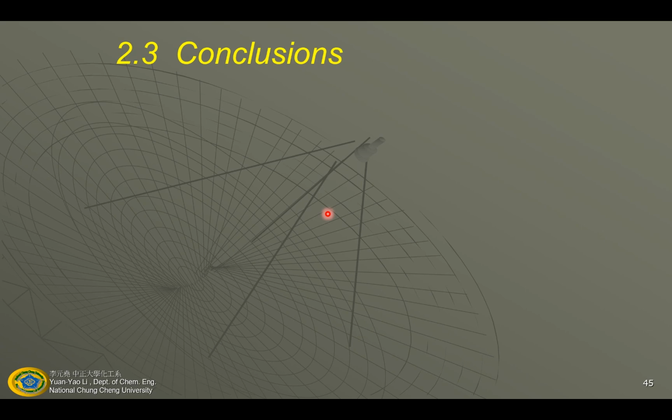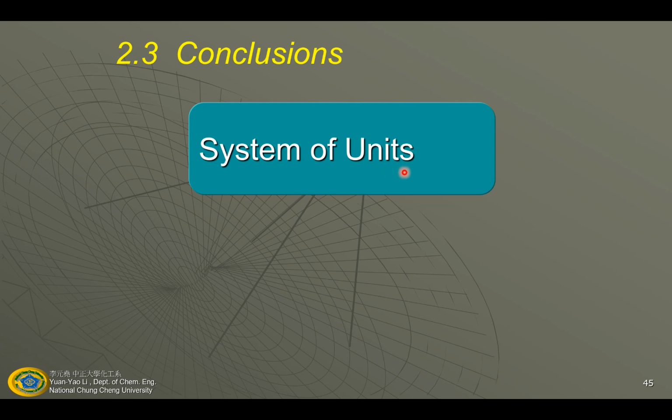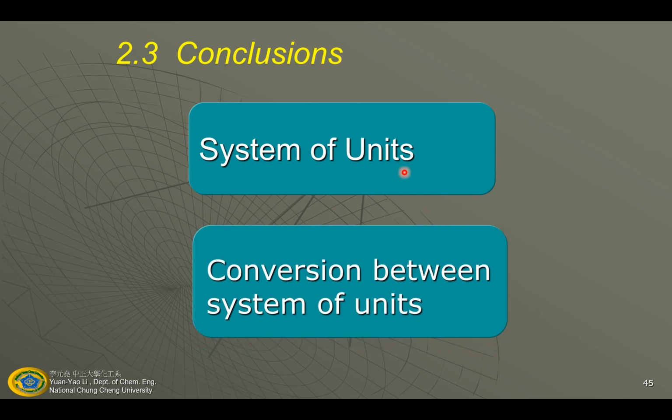So the conclusion of 2.3 is system of units. The important thing is that you need to learn there are only 7 base units. There is no number 8. And you need to know how to convert between the systems of units like CGS, SI, and the American Engineering System.